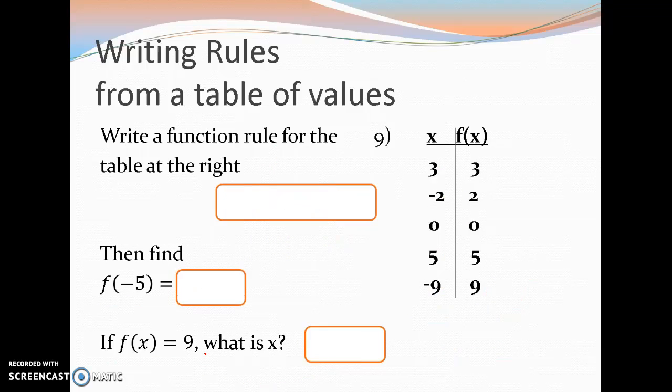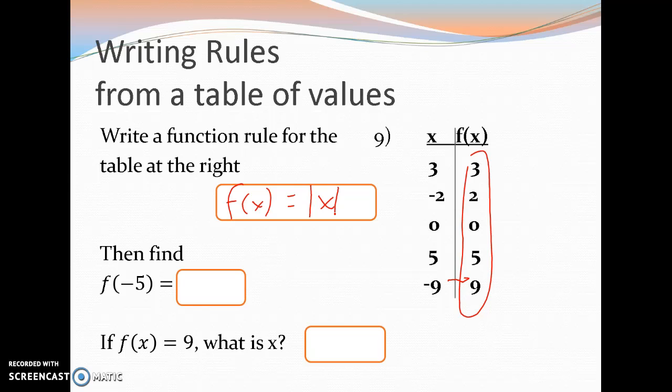All right. Now take a look at this one. 3 stays a 3, but negative 2 becomes a positive 2. 0 stays a 0, 5 stays a 5, but negative 9 becomes a positive 9. So everything is becoming positive over here. So hopefully you know that f of x is going to equal the absolute value of x. Because when we want the absolute value, that's how far away it is from 0. So we just take the absolute value of each of those numbers.